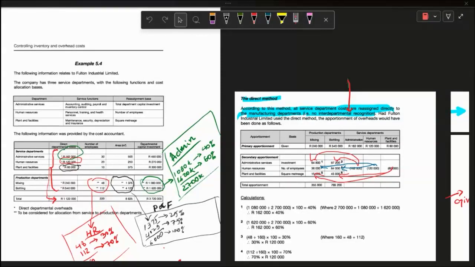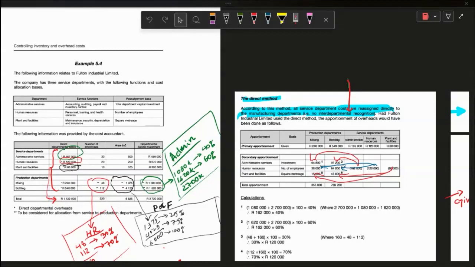They tell you there are two production departments, and you can see, for example, the direct departmental cost for all these departments. For the service departments, the administrative is 162,000 rand. For the human resources, it's 120,000 rand. For the plant and facilities, it's 60,000, right? For the mixing and bottling, as you can see, 240 and 550.